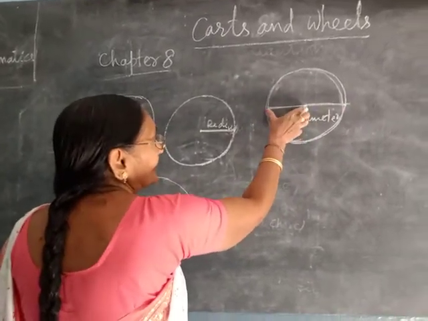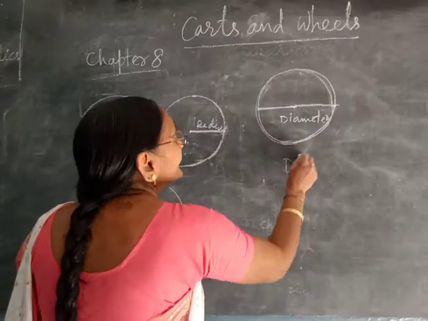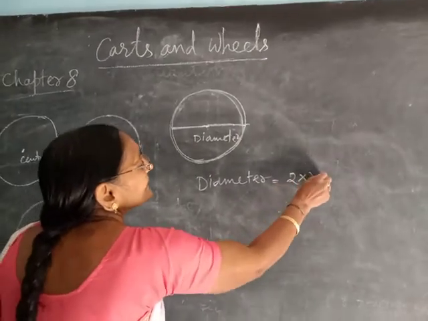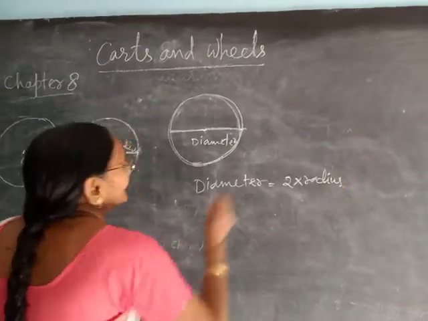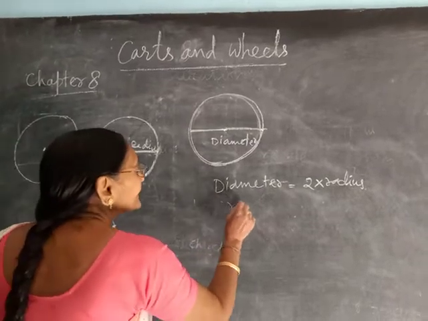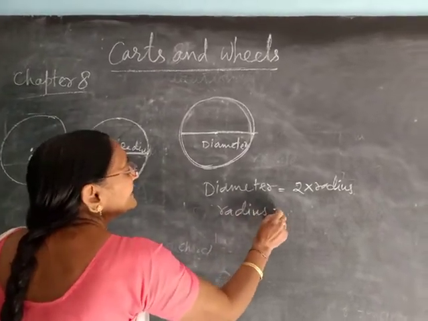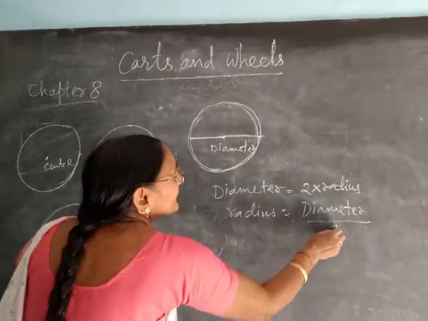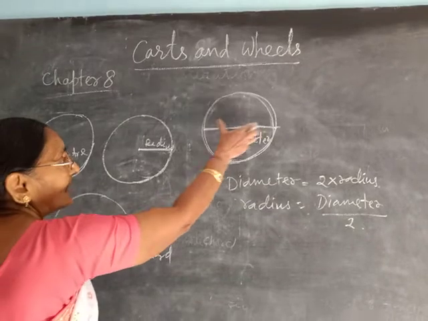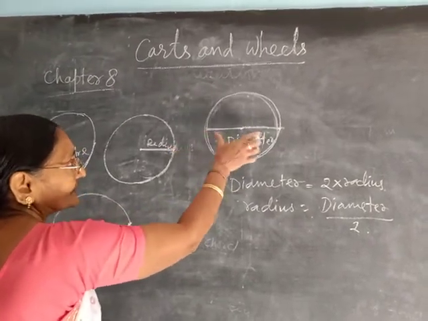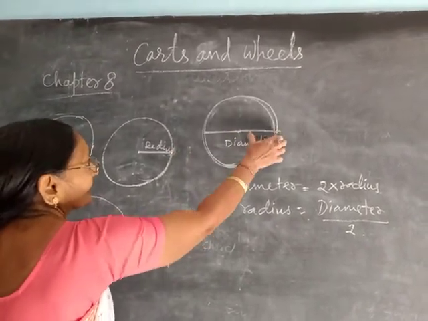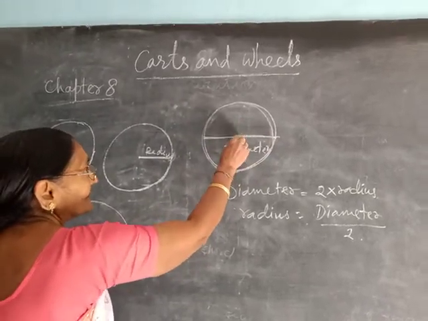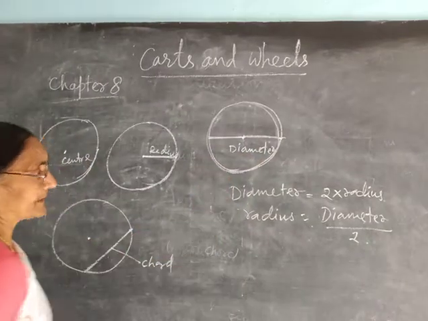So how many radii are there? 2 radii are there. So diameter is 2 into radius. Means 2 radii make one diameter. If the diameter is given, then you divide the diameter by 2 and you will get the radius. Radius means half of the diameter. Do you understand? This diameter is 2 radii, this is 1 radius, this is another radius. 2 radii make 1 diameter. 1 radius means half of the diameter.